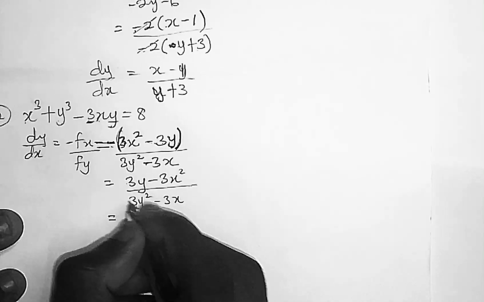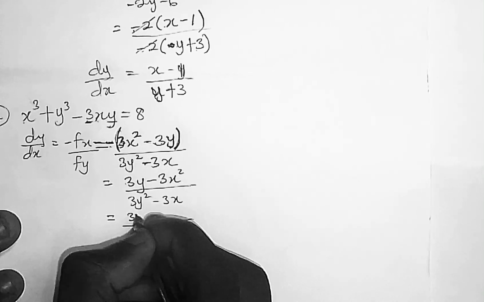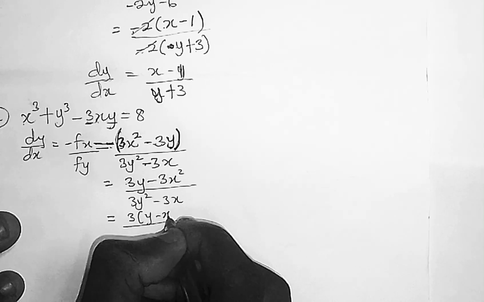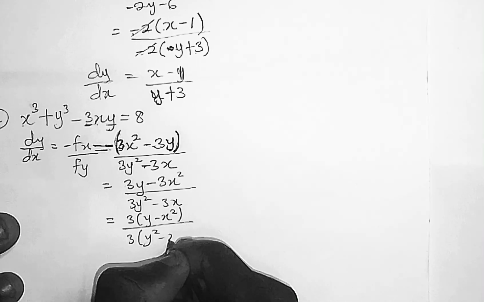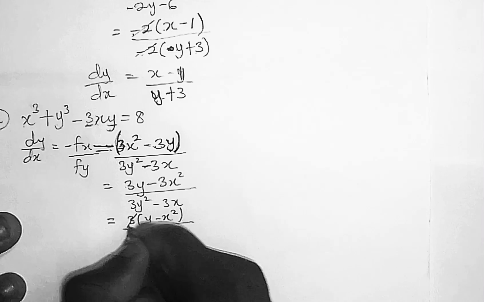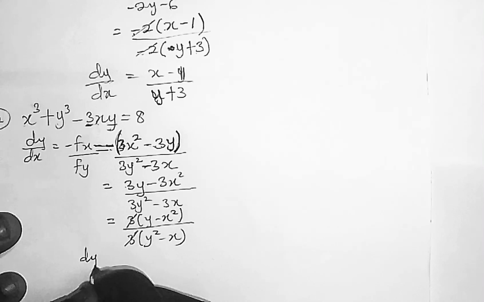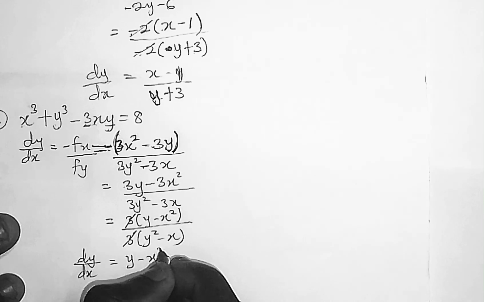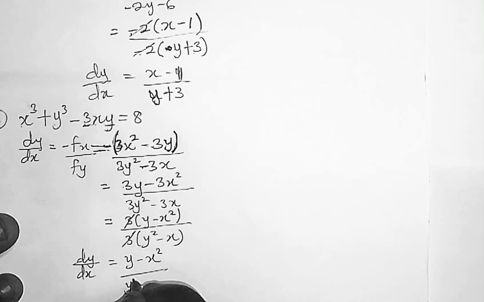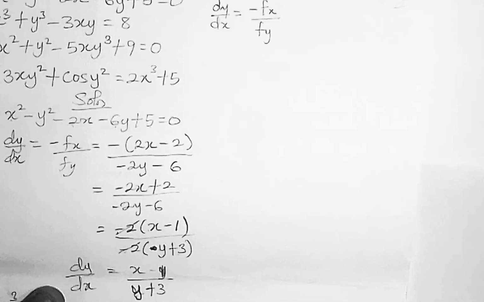So what we have, something is common between them. 3 here, we have y minus x squared, and then we have 3 into y squared minus x. 3 cancels 3. Your dy dx is equal to y minus x squared over y squared minus x. So you can go ahead and try this example 3.